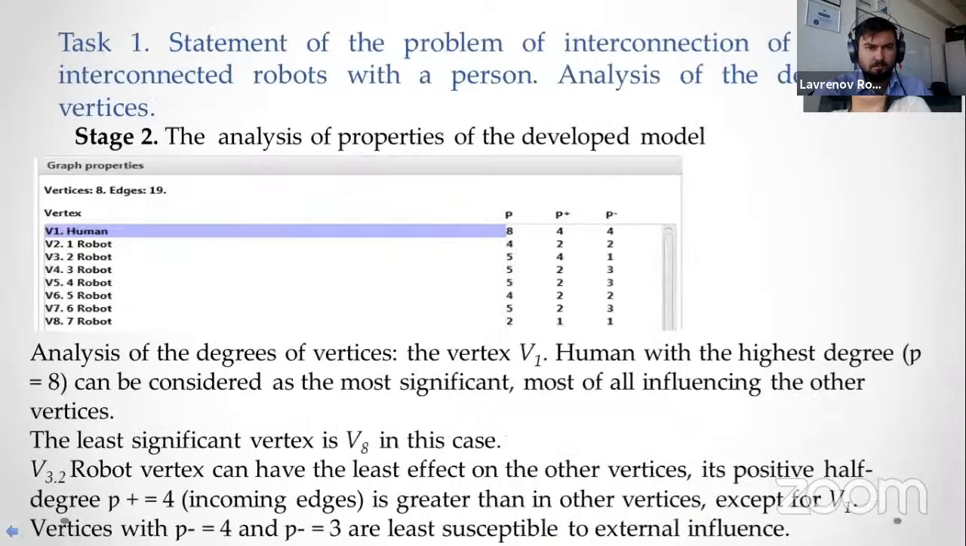At the second stage of cognitive modeling, the properties of the developed model are analyzed. For example, we can analyze the degrees of vertices. Here, the analysis of the vertex V1 is presented. On the basis of such analysis, we can determine the most significant vertex that has the greatest impact on other vertices. In this case, the vertex V1, human, with the highest degree can be considered the most significant, influencing the other vertices most of all. We can also determine the weakest vertices.